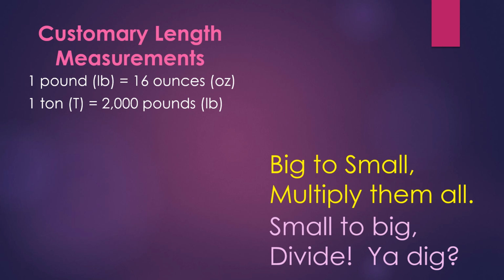As you're completing your work today, keep all of this information in mind. You need to remember that 1 pound equals 16 ounces and 1 ton equals 2,000 pounds. Also remember, big to small, multiply them all, and small to big, divide. You dig? If you can keep all of this in mind, you're going to do awesome with your work today.